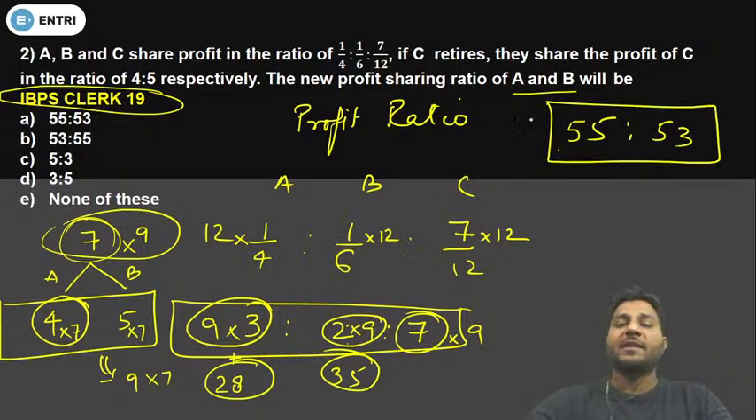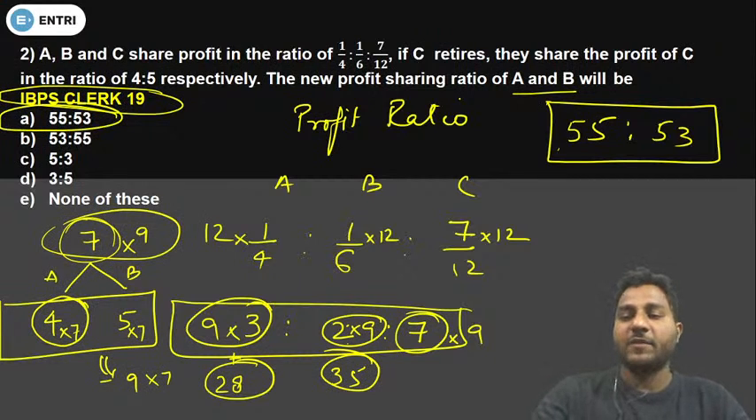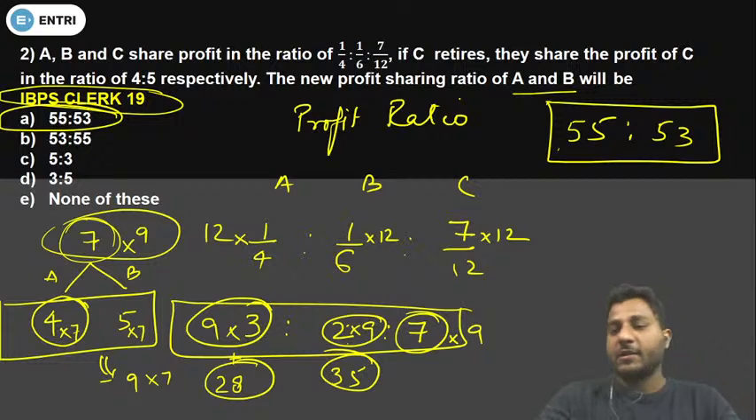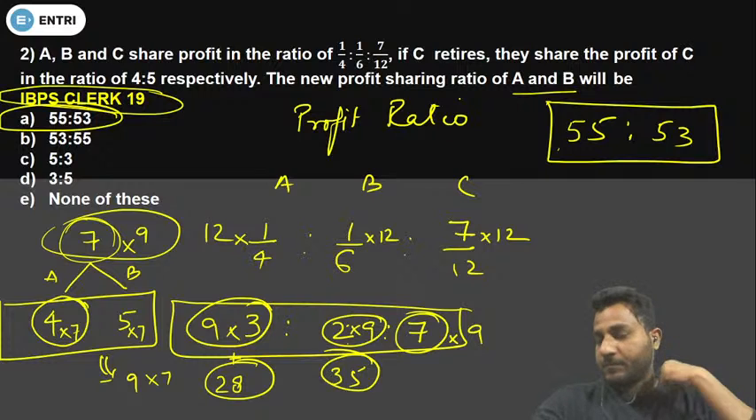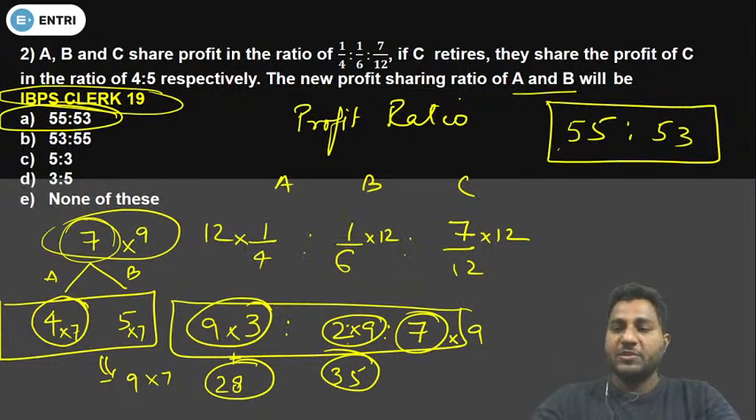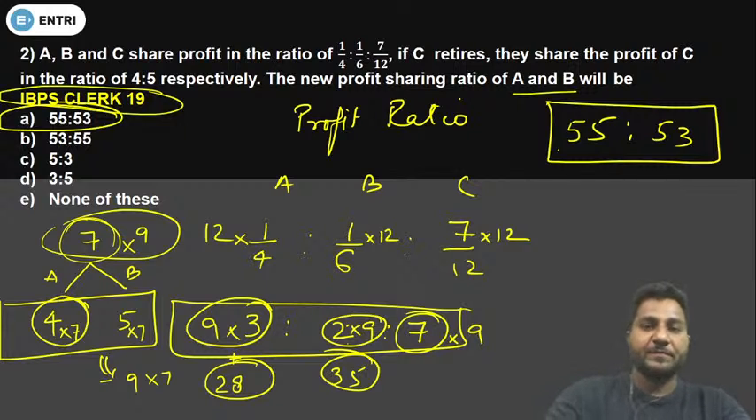That means the final answer would be 55 and 53. If you got it, if you understood it, keep liking this video and keep sharing. Alright, so look at this. If anyone has any doubt, Sharath, have you got it? Alright, Sharath, did you get this? You haven't given me the answer.